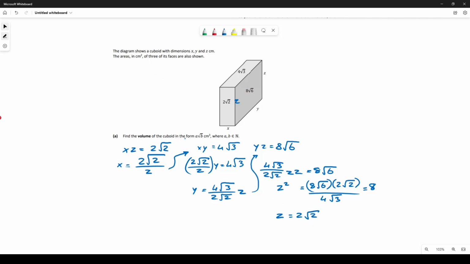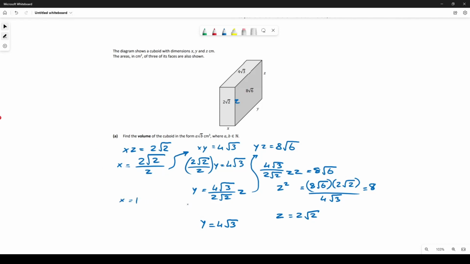And that makes sense because it says, well, we won't get into it yet. But then if you sub that back in, again, you sub it into an equation that has z in one other letter. So I'm going to sub it into this one, because then we know y will just actually be equal to 4 root 3, because the 2 root 2's will cancel. And then we sub it back into this one as well. So you sub 2 root 2 in for the z there, and you'll get x equal to 1. And if you remember, that's correct.